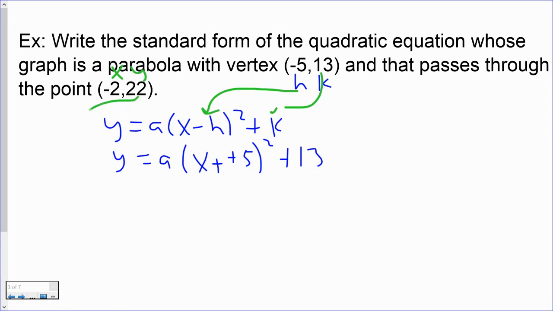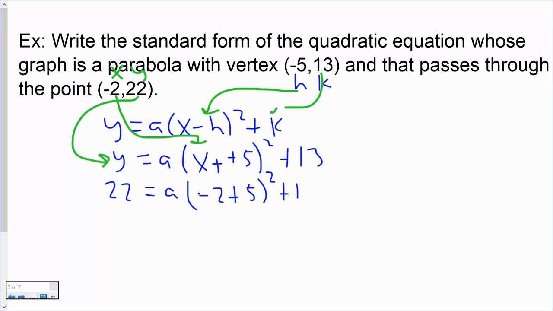So this y here, that's going to go there. This x, that's going to go here. So once I replace those, that gives you 22 equals a. We remember the whole point of this is to find what a is. X is -2, so I get -2 plus 5, that quantity squared, and then plus 13.